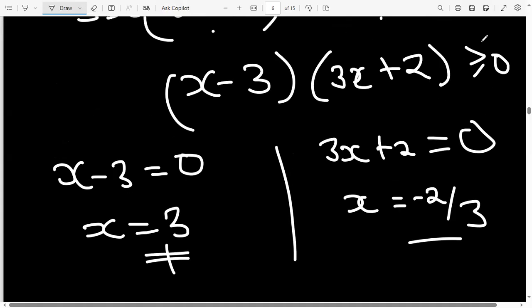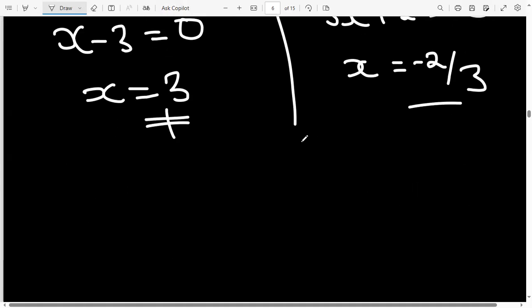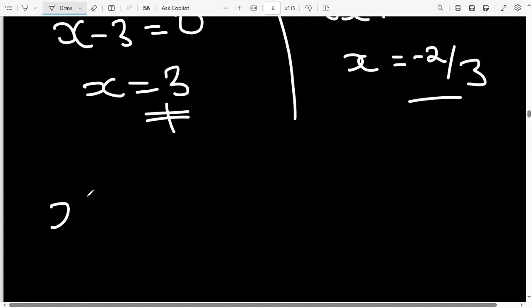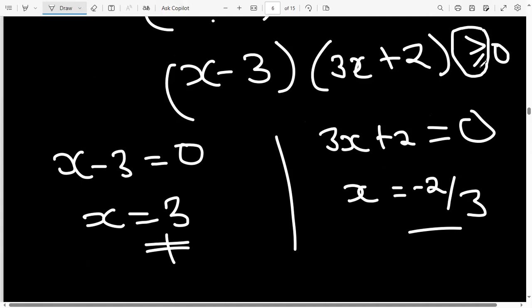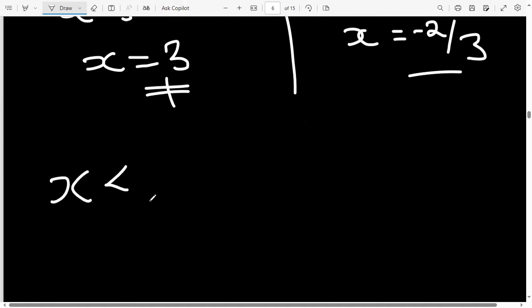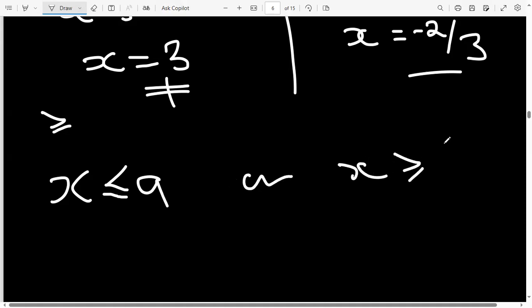So I said whenever you have a greater than here, it means your answers are going to be in this manner. X will be less than, so you follow what the sign has. If it is greater than or equal to, you even include an equal to here. So as long as in your original expression you have greater than or equal to like this, then your answer should be in this form. X is less than or equal to A, and then you say, or X is greater than or equal to B.